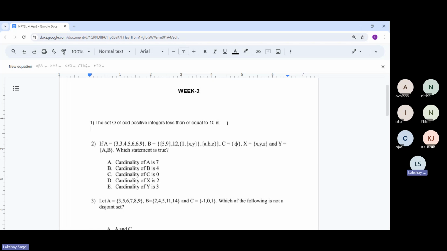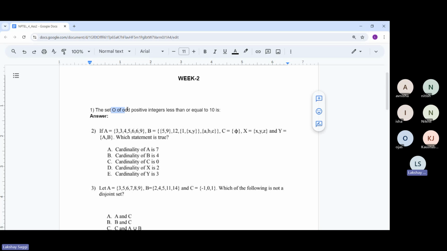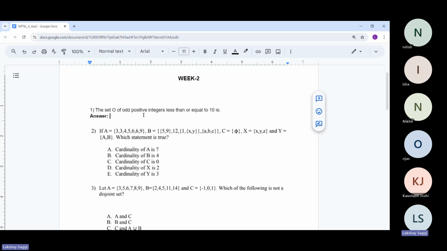So yeah, first question is just a very basic warm-up question, so that we understand what sets are. The first question asks: the set O of odd positive integers less than or equal to 10 is. So what is the set O, which contains all odd positive integers which are less than or equal to 10? I think everyone will be able to answer this on their own.